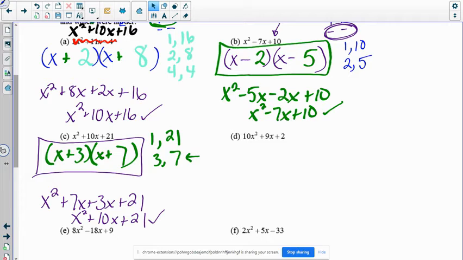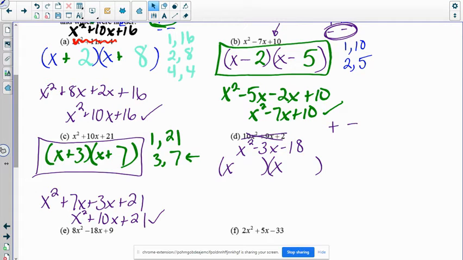All right, for D, I'm going to change D. And D is going to be a different kind of problem, so I'm going to do this one with you. This time I'm going to have two numbers that multiply together to be negative 18, which means I need a positive and a negative, because when I multiply together a positive and a negative, I get negative 18.